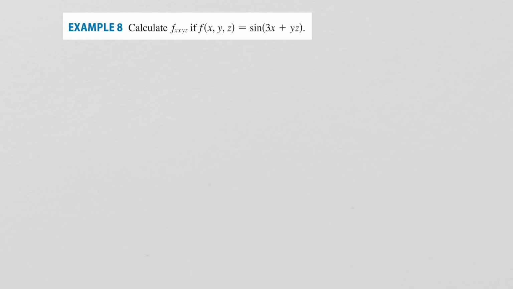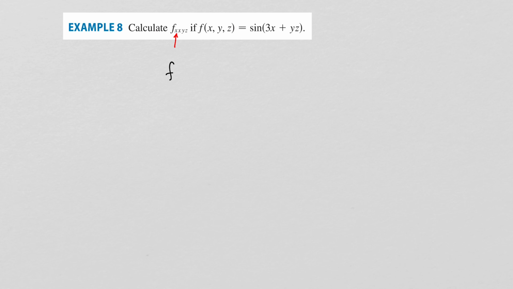Now this next example is just for fun. Here we have a function of 3 variables. So f of x, y, z is the sine of 3x plus yz. And I want to find fxxyz. Okay. What we do is we just focus on the first one first.